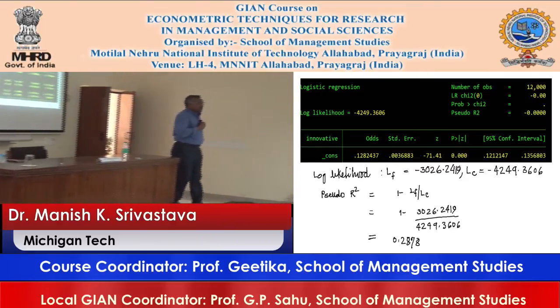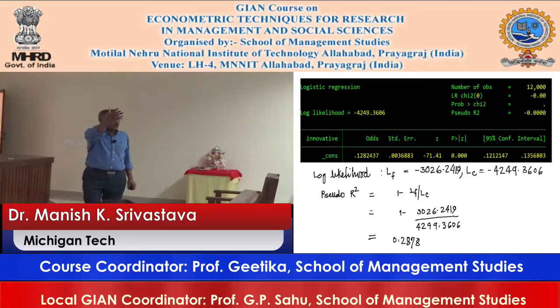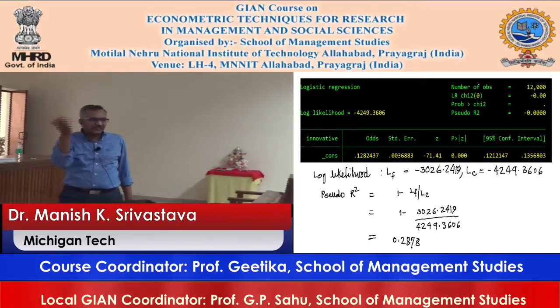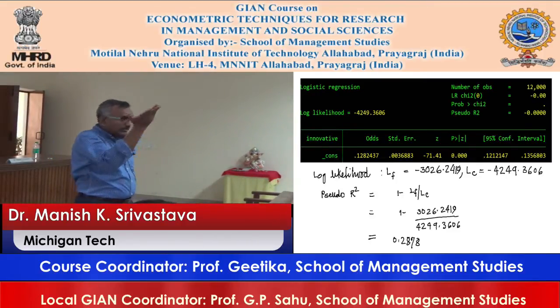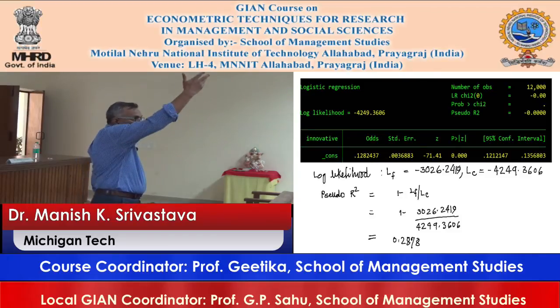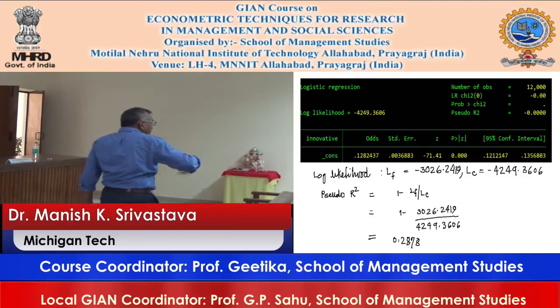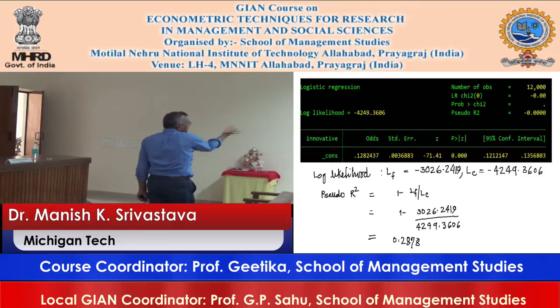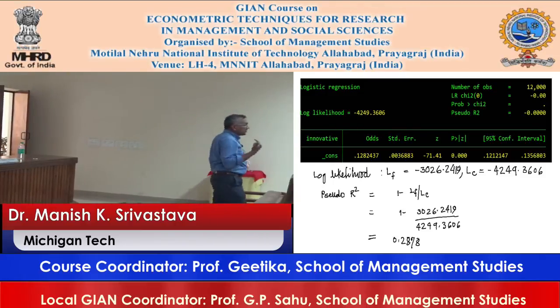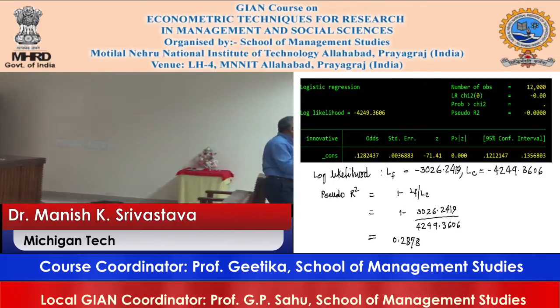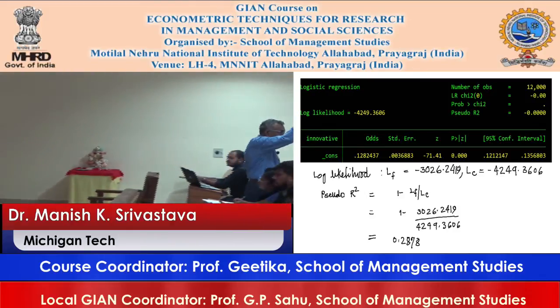In a regular regression, we have R square, and you look at the R square and the difference in R square to estimate how much the R square is improving. So is it helping me to predict my variable better or not? But in a logistic regression, it is not reporting R square, it is reporting pseudo R square.